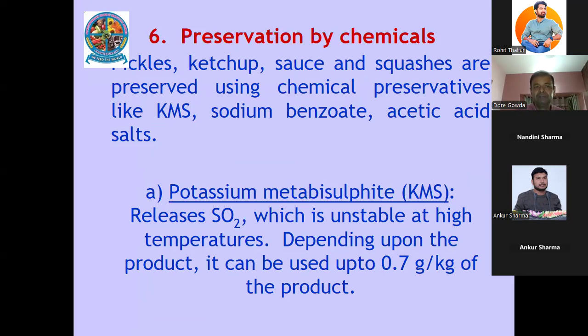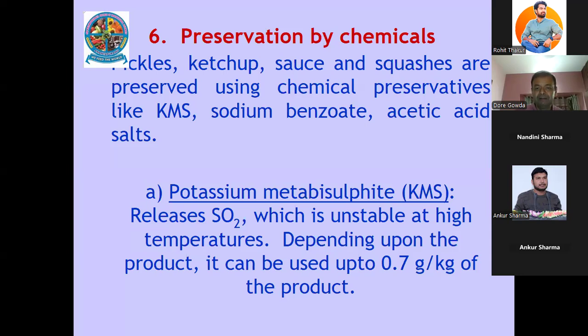So, preservation by chemicals. For example, pickles, ketchup, sauce, and squashes are preserved using chemical preservatives. There are two commonly used preservatives. One is potassium metabisulfite, commonly called KMS. When this potassium metabisulfite is added to our product, say juice or jam or jelly or ketchup, it releases a gas, sulfur dioxide. This sulfur dioxide is actually the one which acts as a preservative. From potassium metabisulfite, sulfur dioxide is released, and that acts as a preservative.